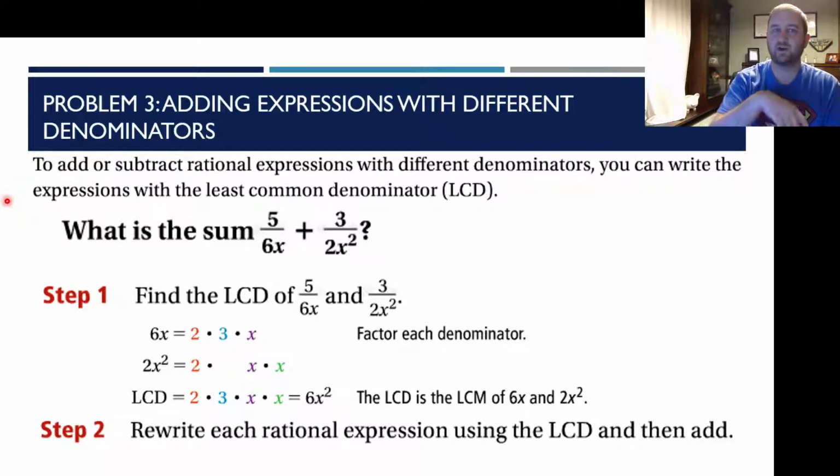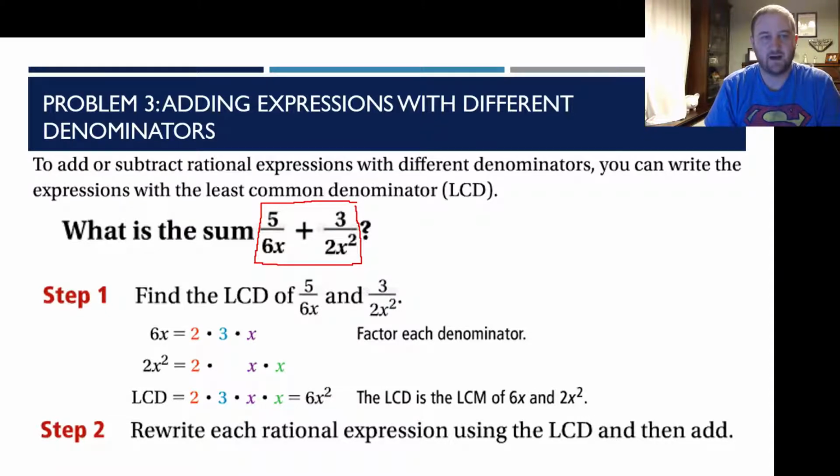So on Monday we talked about adding and subtracting expressions when they had the same denominator, right? You didn't have to do much, you just added the numbers on top. Now, to add or subtract rational expressions with different denominators, you can write the expressions with the least common denominator. So it says here, what is the sum of 5 over 6x plus 3 over 2x squared? Now we can't just add these together because they don't have the same denominator. So you have to find the least common multiple of 6x and 2x squared.